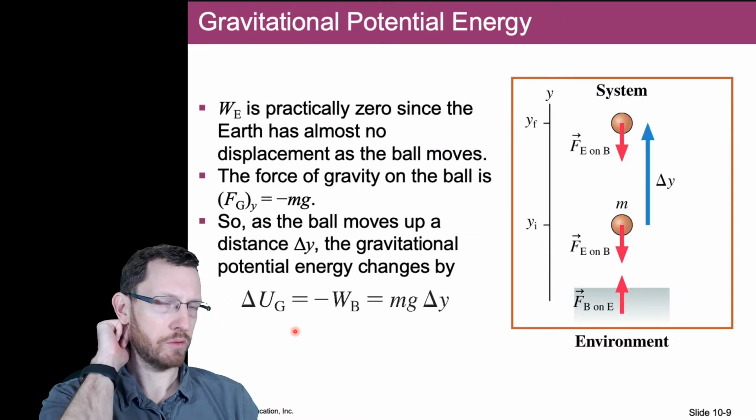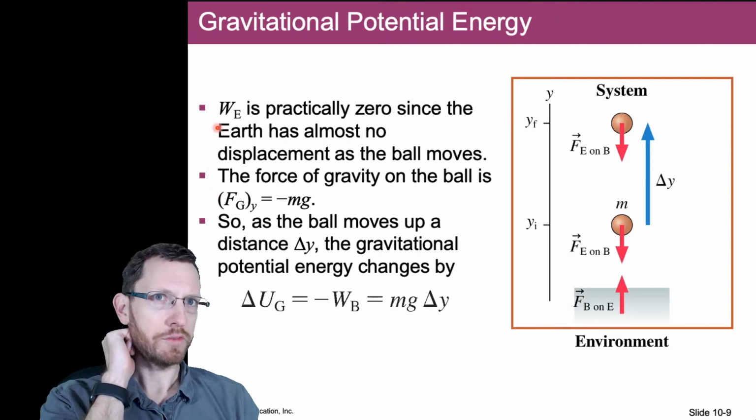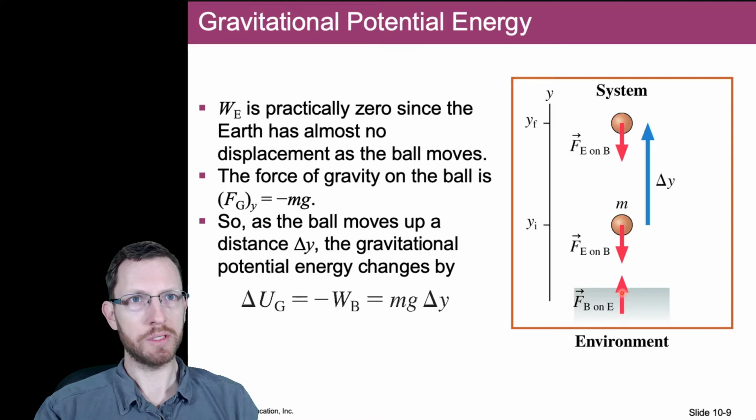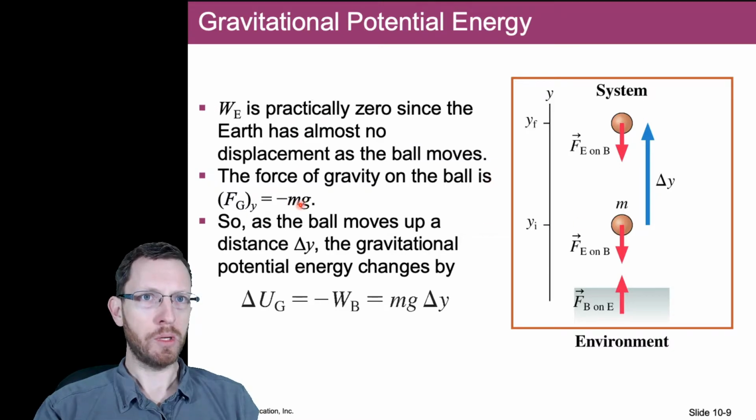Let's calculate what those two pieces are. Well, WE is practically zero since the Earth has almost no displacement. So if we're thinking about the motion, remember the work is the force times the distance. The Earth isn't changing position here. And so WE we're going to take to just be approximately equal to 0. What about for the ball? We know that the force is minus mg, this constant downwards force near the surface of the Earth.